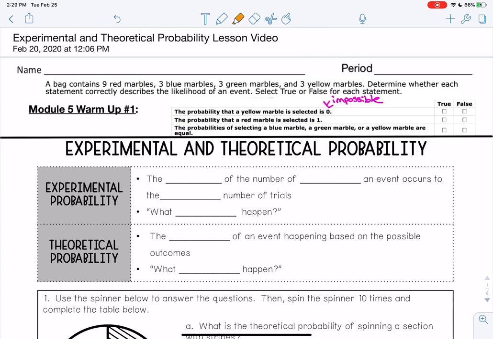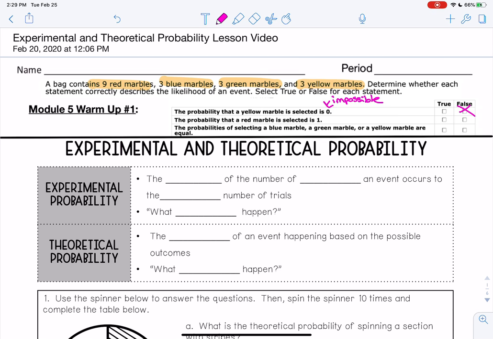And that's because even though there are nine red marbles, 3 blue and 3 green, you also have these 3 yellow. Are the chances of getting a yellow marble high? No, but there's still a chance it could happen. So this would be false. It is not impossible. It's definitely possible.